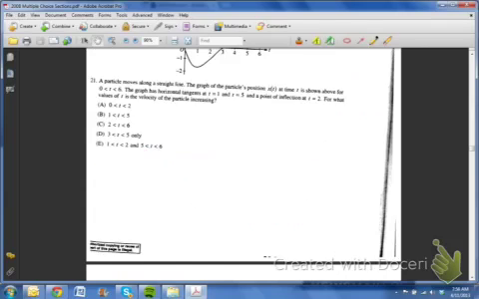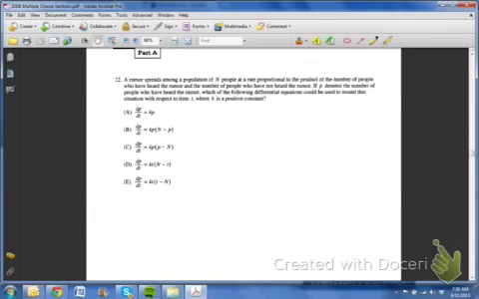All right, 22. A rumor spreads among a population of n people at a rate proportional to the product of the number of people who've heard the rumor and the number of people who have not heard the rumor. If P denotes the number of people who have heard the rumor, which of the following differential equations could be used to model this situation with respect to time where K is a positive constant?